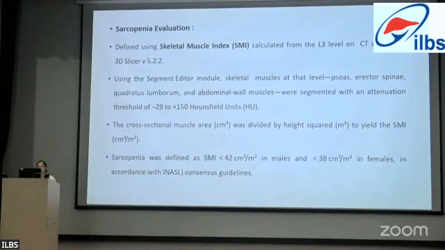For sarcopenia evaluation, we used a skeletal muscle index derived from the CT scan, taking an image at the L3 level, using the software 3D Slicer version 5. Using the segment editor module, skeletal muscles at this level, that is psoas muscle, erector spinae muscle, quadratus lumborum, and abdominal wall muscles, were noted, and the cross-sectional area divided by the height squared yielded the skeletal muscle index. Sarcopenia was defined as a skeletal muscle index less than 42 centimeter square per meter square in males and less than 38 centimeter square per meter square in females, according to INASL guidelines.